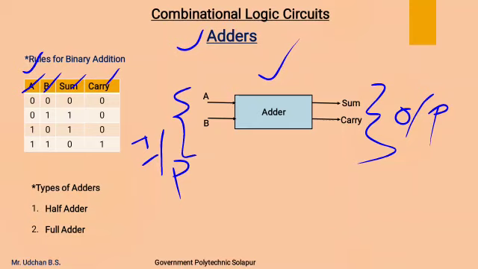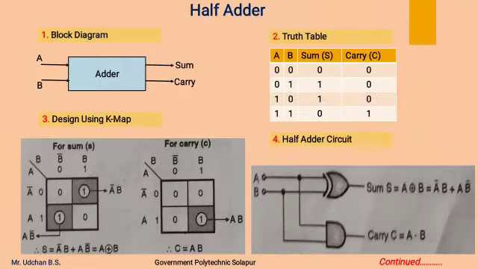We know 0 plus 0 will give sum 0, carry 0. 0 plus 1 will give sum 1, carry 0. 1 plus 0 will give sum 1, carry 0, and 1 plus 1 will give you sum 0 and carry 1. There are two types of adders, half adder and full adder. We will see both of them.